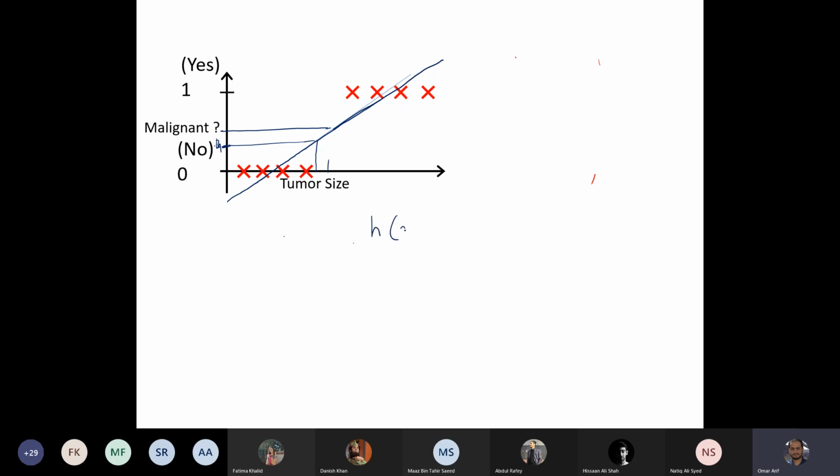So ultimately, I will have to apply some kind of threshold. For example, if h of x is greater than 0.5, I will say this belongs to class 1. If h of x is less than or equal to 0.5, I will say this belongs to class 0. So I will have to apply some thresholding after applying the linear regression. So far so good.